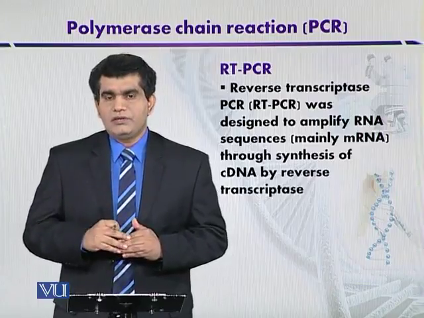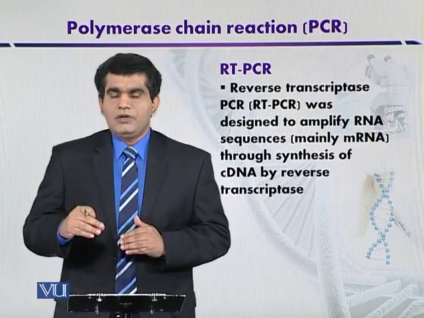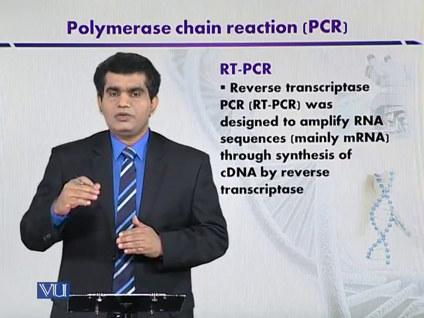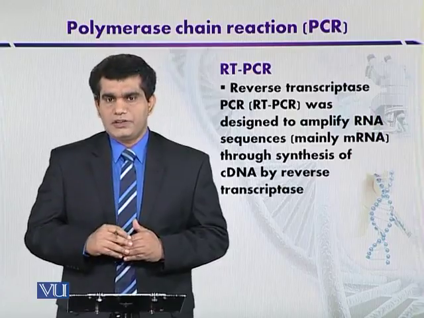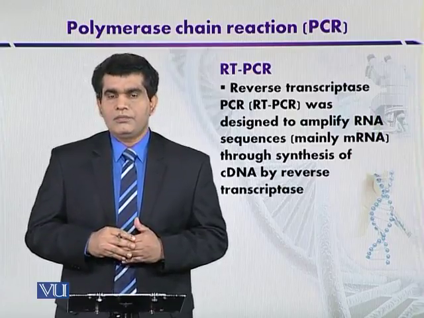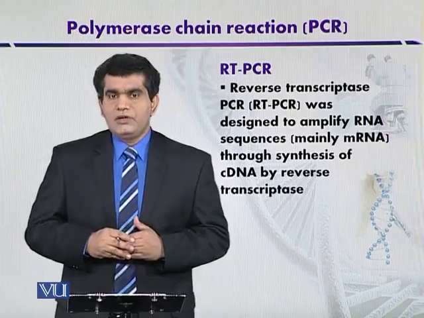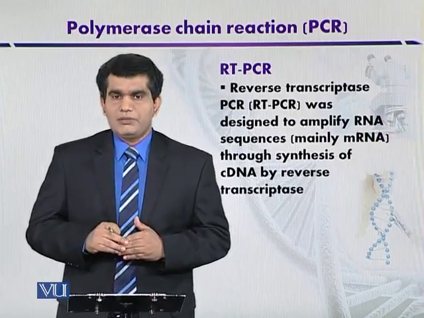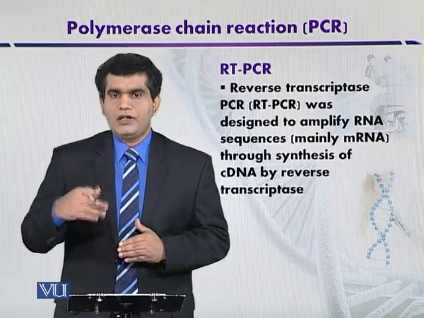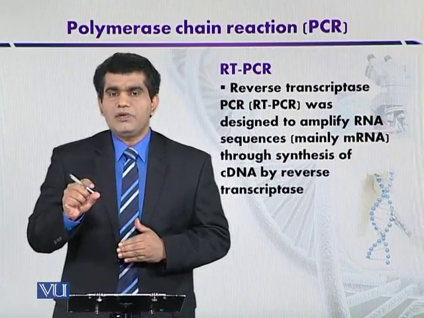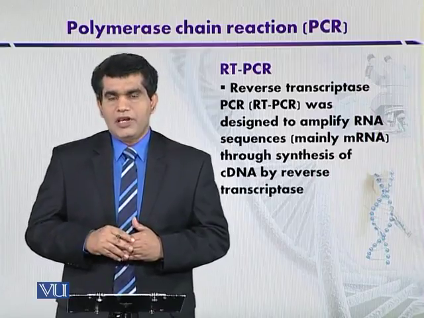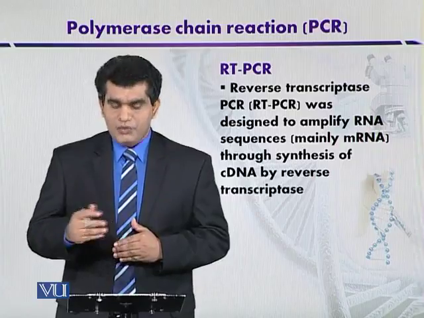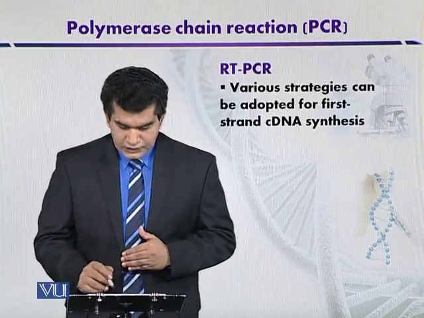So one of the methods is that we can use the random priming method, that is, we can use primers that can randomly bind with the target sequence of the messenger RNA. Another method is that we can use a short stretch of thymine residues as a primer. And the third method is that a sequence specific primer can be used for this purpose. What the strategies may be, we are going to discuss in the next slide.